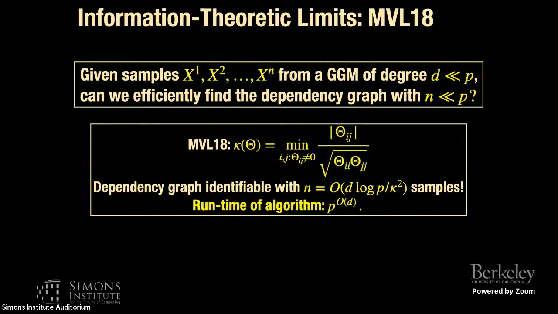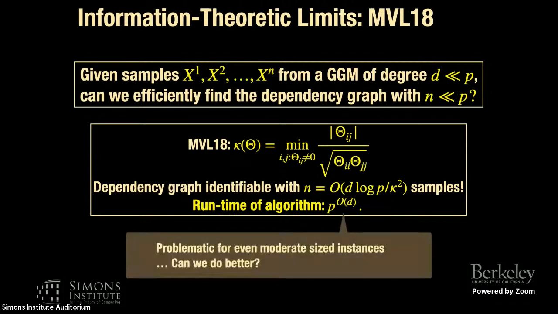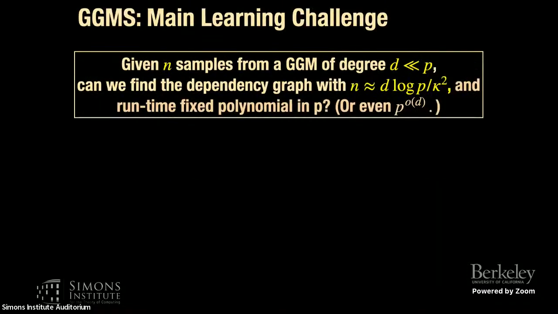Okay. So the main question that we address in this work is, when can you beat this enumeration of all possible neighborhoods? Can you get a runtime which is a fixed polynomial in p even for large d? Can you get runtime even p to the little o of d? So we want to use logarithmically many samples in p, and the runtime should be a fixed polynomial in p.